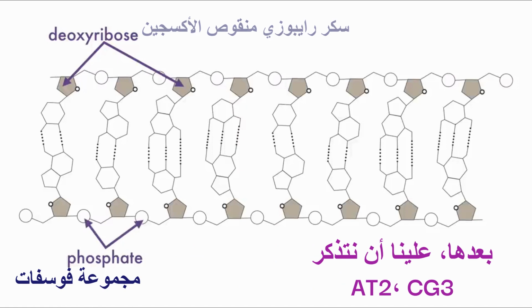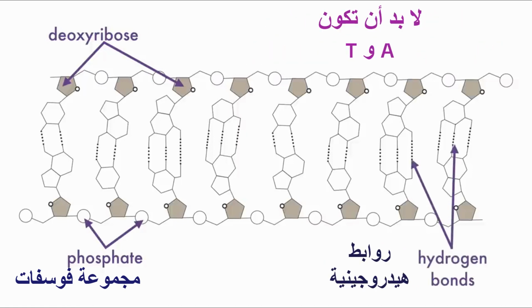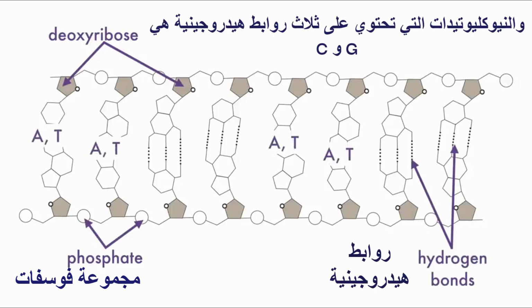Next, we need to remember a rhyme, AT2CG3. So the nucleotides with 2 hydrogen bonds must be A and T, and the ones with 3 are C and G.